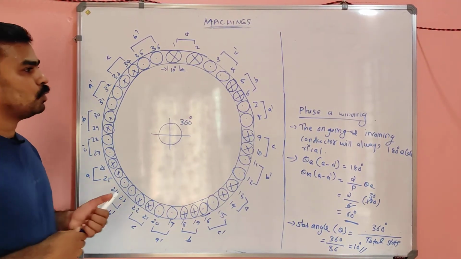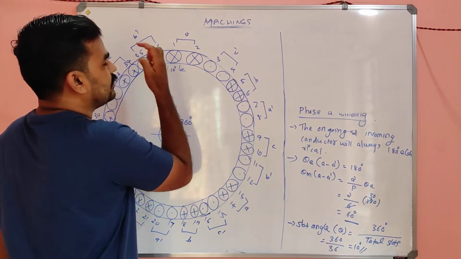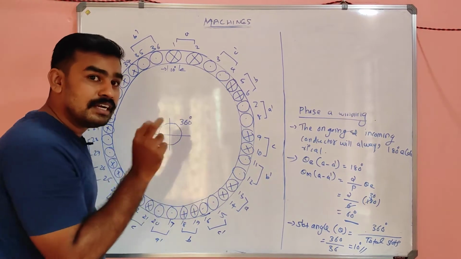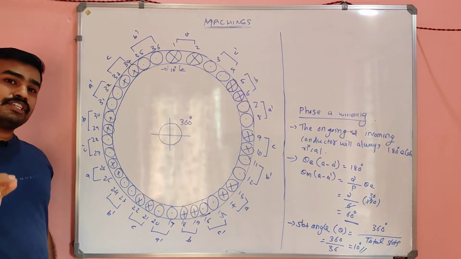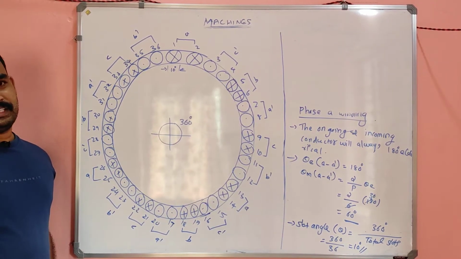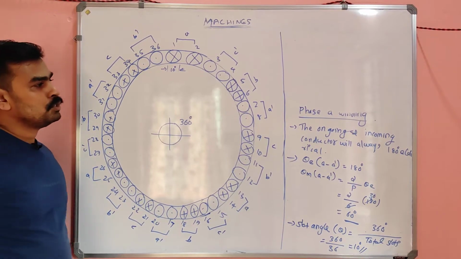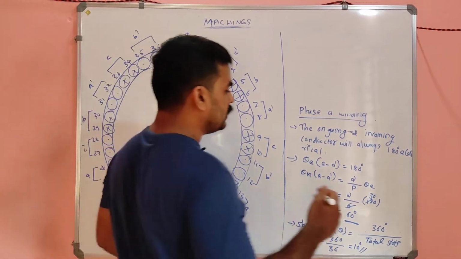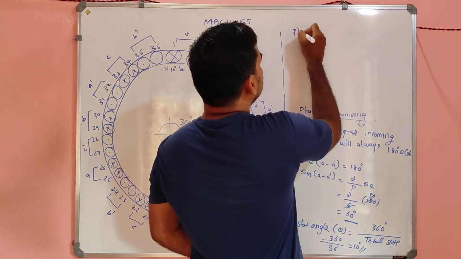Is it clear? So where I started at 1, I finished at 8. I finished at 8, my dear. Is it clear? So that is for phase winding A. Next you can go for phase winding B.